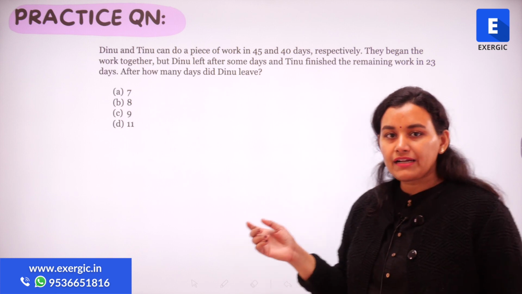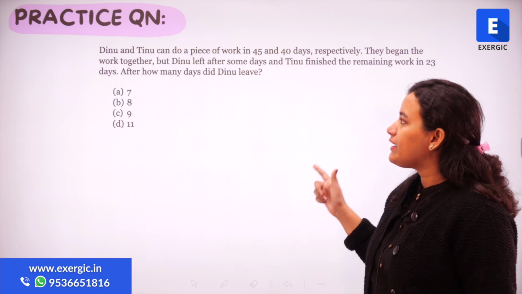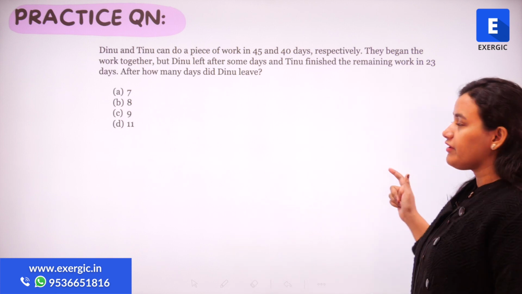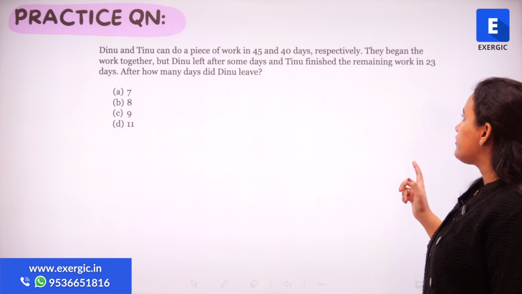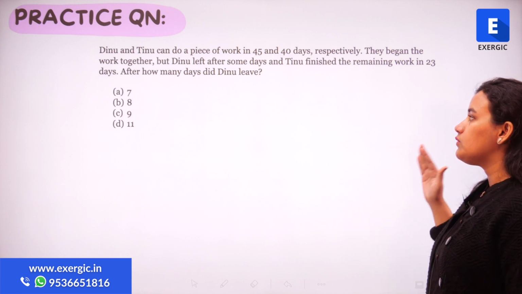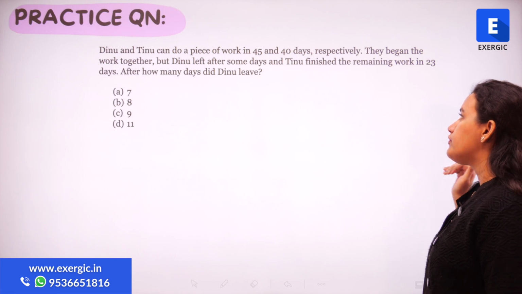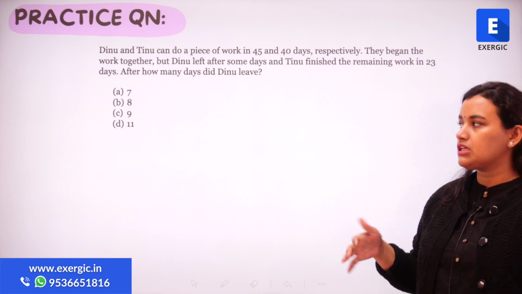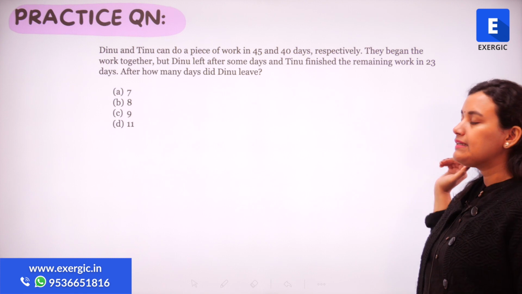So now what is the practice question for you? Dinu and Tinu can do a piece of work in 45 and 40 days respectively. They began the work together, but Dinu left after some days and Tinu finished the remaining work in 23 days. So after how many days did Dinu leave?